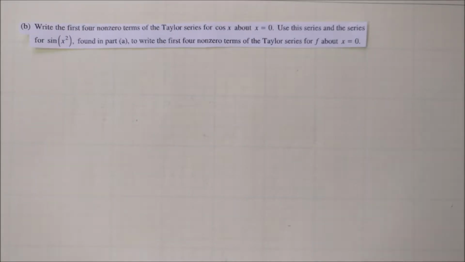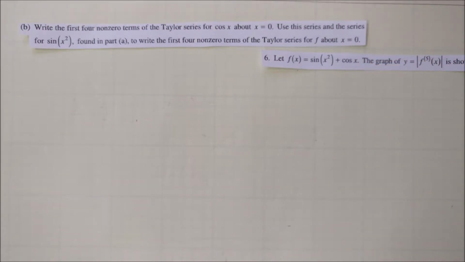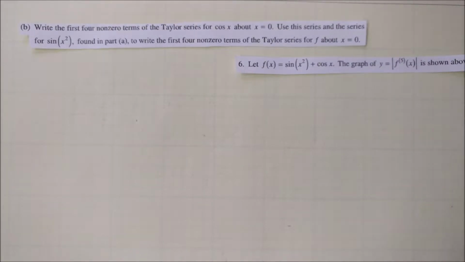Okay, so part B is write the first four non-zero terms of the Taylor series for cosine of x about x equals 0. And then use this series and the series for sine of x squared found in part A to write the first four non-zero terms of the Taylor series for f about x equals 0. What is f? Let's look back at the question. It was f of x equals sine of x squared plus cosine of x.